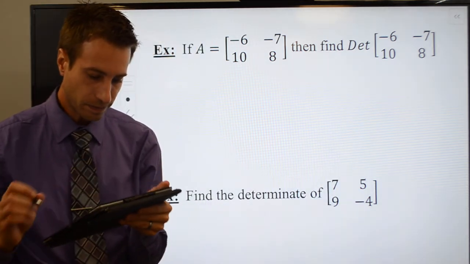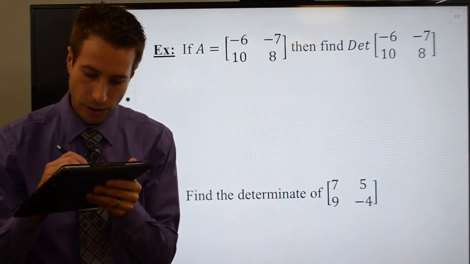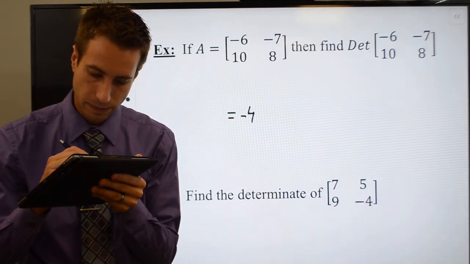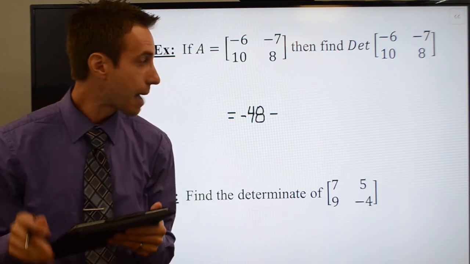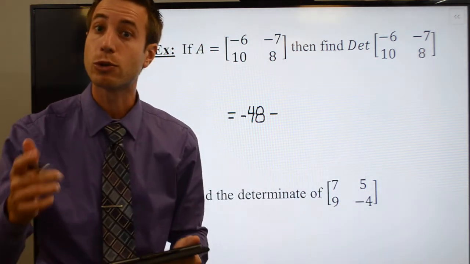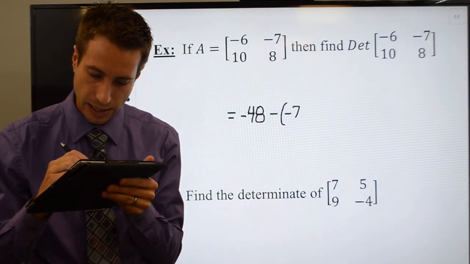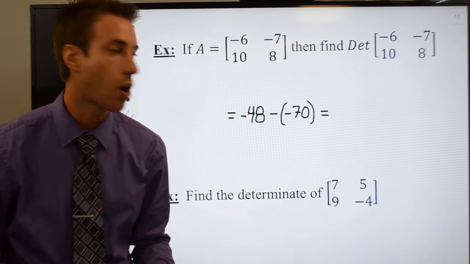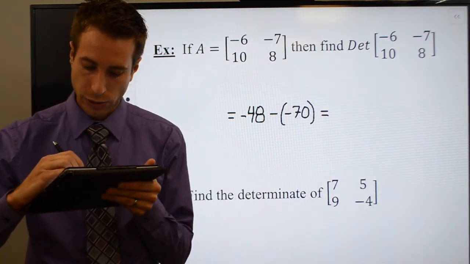So here we go. The major diagonal, negative 6 times 8 is going to be a negative number. So we have minus 48. We're going to subtract from that my minor diagonal, 10 times a negative 7, which would be minus 70. I'll put it in parentheses so I don't get my negative signs messed up. And we add the opposite, so I'm going to wind up with a negative 48 plus 70. Hopefully you get 22 like I do.